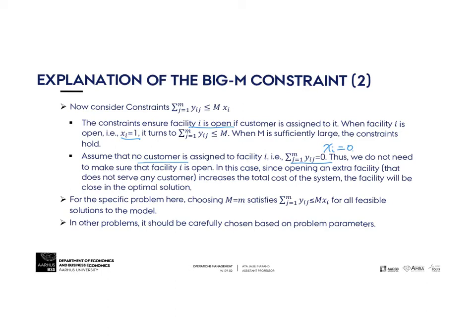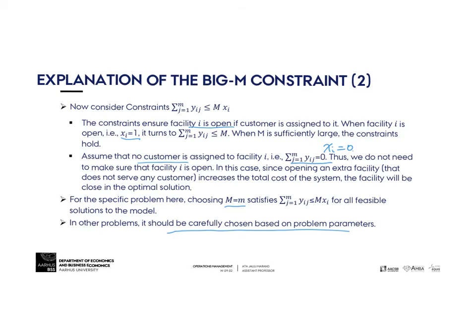So this constraint makes sure both the original logical relations we required. For the specific problem here, we can choose capital M equal to a constant number, larger than all the feasible solutions to the problem. For example, M equals 5 or 6 or 10. In other problems, it should be carefully chosen based on the problem parameters.